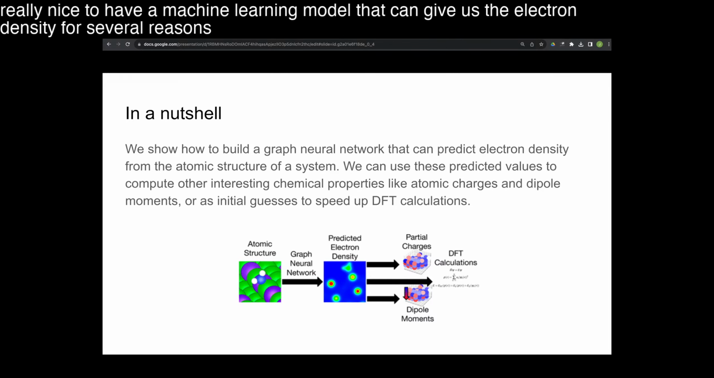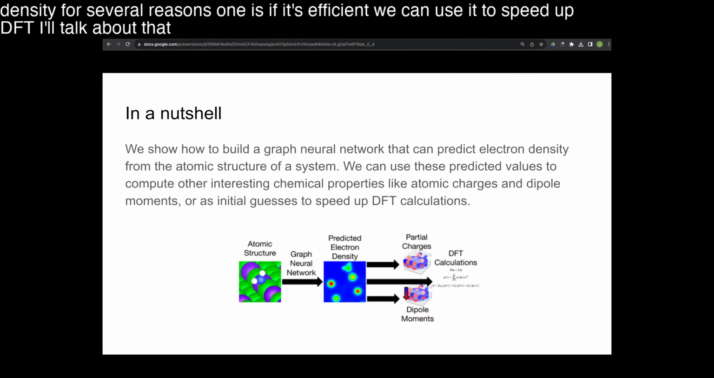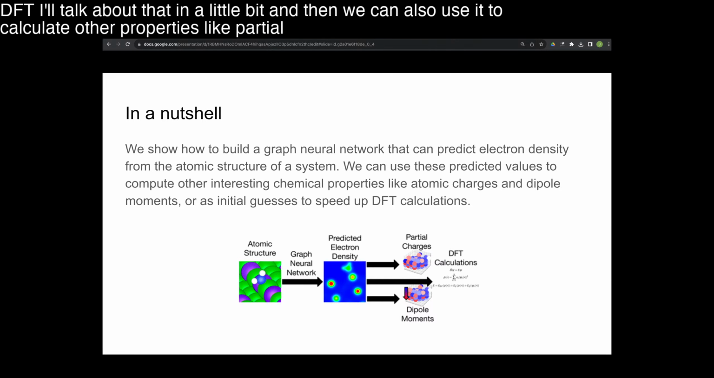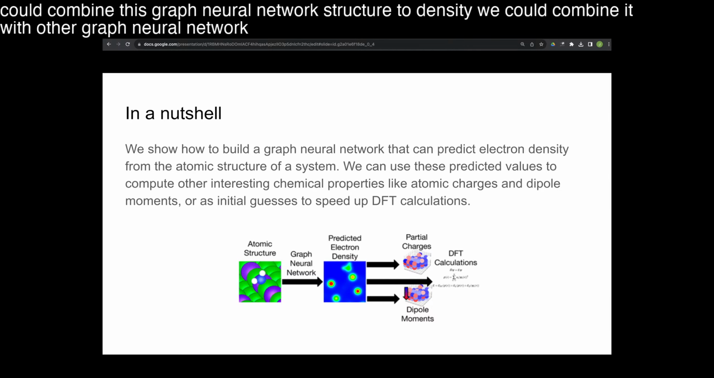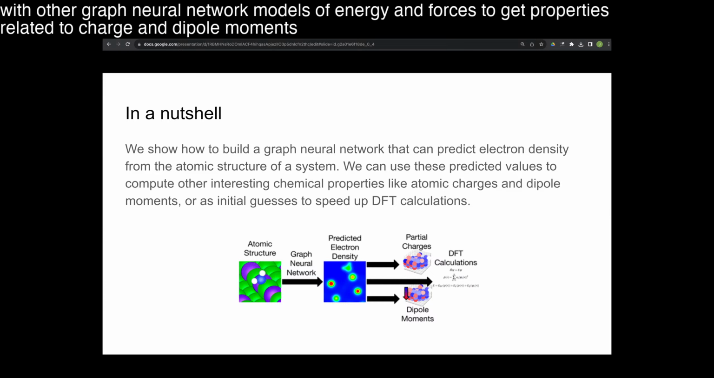One is if it's efficient, we can use it to speed up DFT. I'll talk about that in a little bit. And then we can also use it to calculate other properties like partial charges and dipole moments. So if we could combine this graph neural network structure to density, we could combine it with other graph neural network models of energy and forces to get properties related to charge and dipole moments.